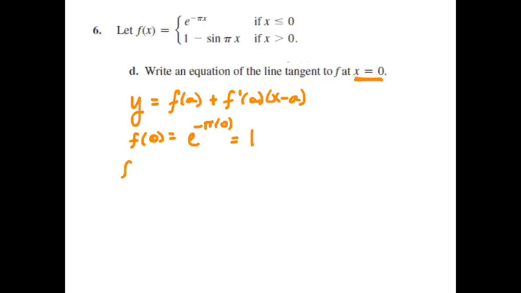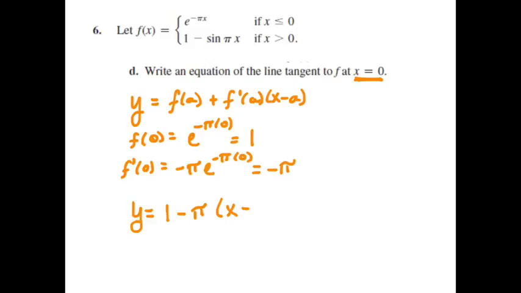Then I also need f prime at 0, so that's going to be equal to whatever we get by plugging 0 into the first piece of our derivative. So negative pi times e to the negative pi times 0, and e to the 0 is 1, times negative pi would give us negative pi. So now I have everything I need to write that tangent line equation. Y is equal to f of a, which is 1, plus f prime of a, minus pi, times x minus a, which is 0.